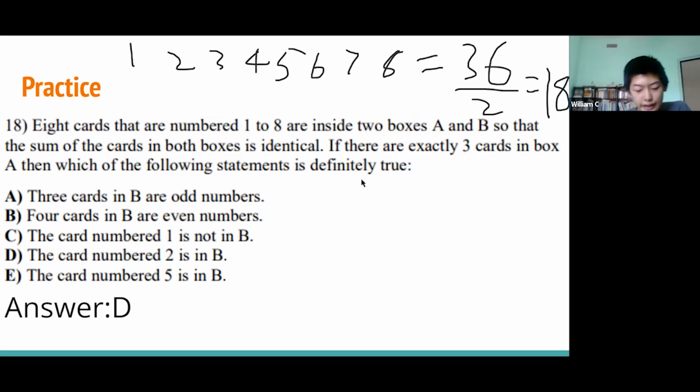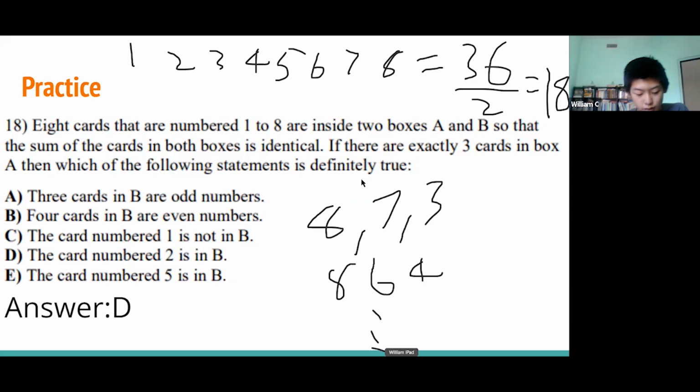So let's try to make 18. We can have 8, 7, and 3. Also stuff like 8, 6, 4, and so on.